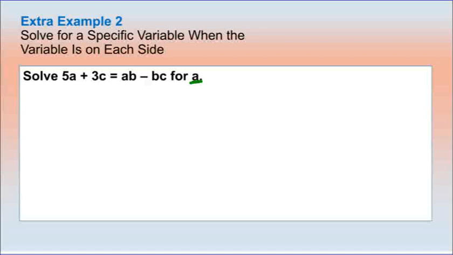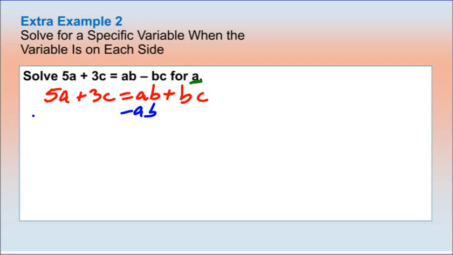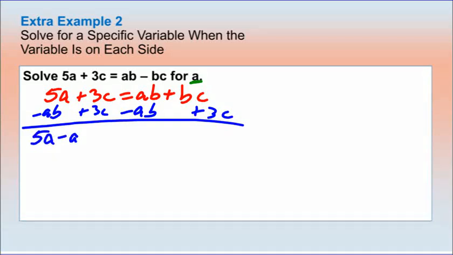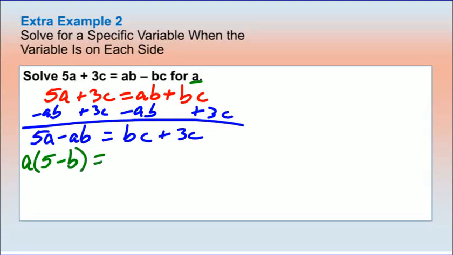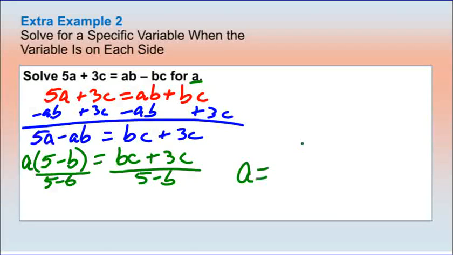Next, solve for a. I need to get the a's to one side. So I have 5a plus 3c equaling ab plus bc. First, I'm going to subtract ab on both sides and then subtract 3c on both sides, and I'm left with 5a minus ab equaling bc minus 3c. Here I can factor out an a because they have that in common. That leaves me with a times 5 minus b equaling bc plus 3c. To get a by itself, I divide everything by 5 minus b. I'm left with a equaling bc plus 3c all over 5 minus b.